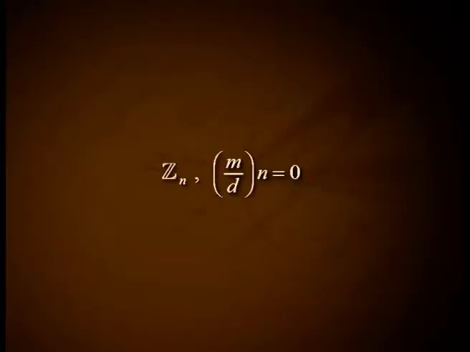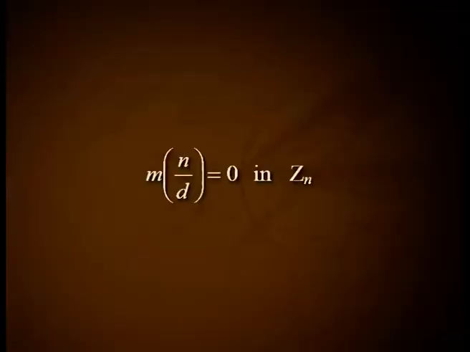Now, d is a divisor of m, which implies m by d is an integer, and hence m by d times n is a multiple of n, and hence in Z_n, m by d times n equals 0. Thus, from equation 1, m times n by d equals 0 in Z_n, while neither m nor n by d is 0. So, m is a divisor of 0.